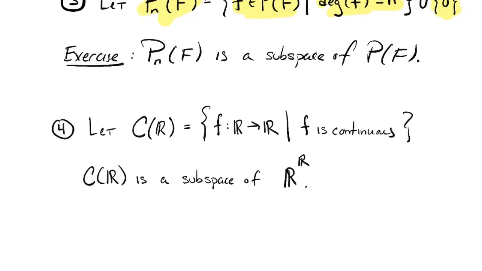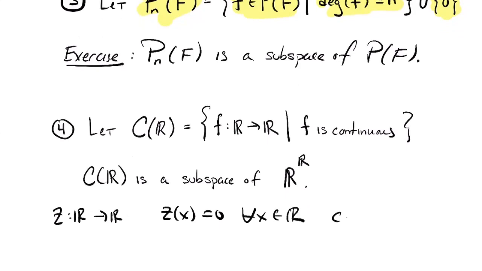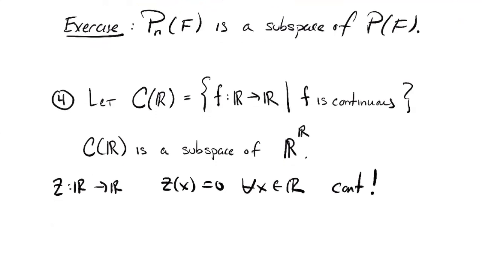What's the 0 vector? It's the function from the real numbers to the real numbers that is 0 for all possible outputs. So it's the constant function 0. That's the 0 vector, and it's continuous, right? All constant functions are continuous. So the 0 vector is in our set, C of R. And then what about the rest of it?